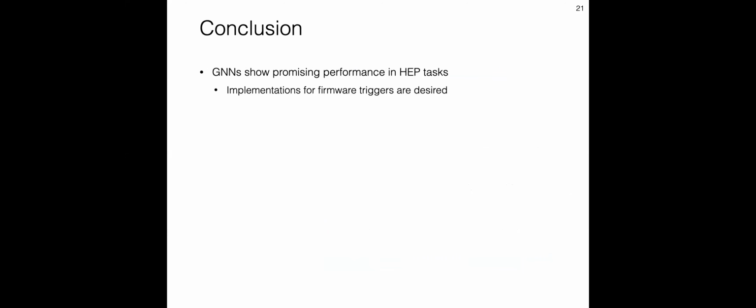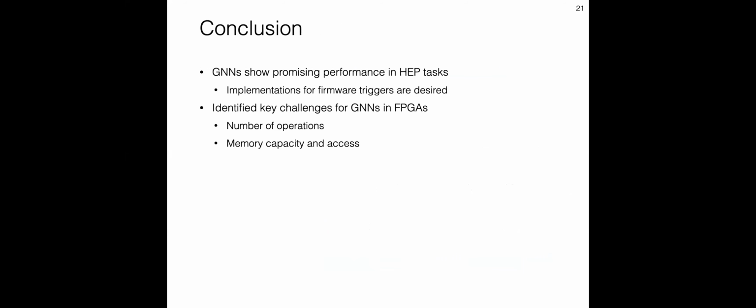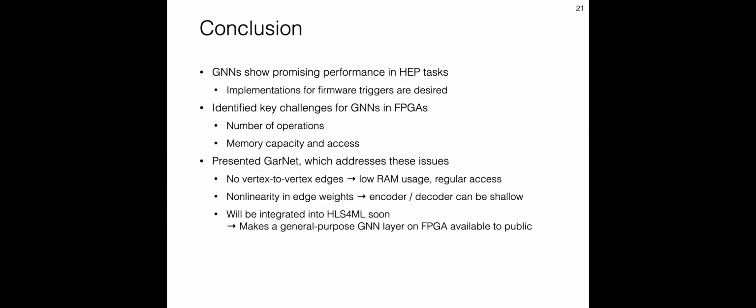Okay, so coming to conclusion, graph neural networks show promising performance in high energy physics tasks. So we wanted a new implementation for firmware triggers. In this talk, I identified key challenges for GNNs on FPGAs, which are the number of operations and also the memory capacity and the way of accessing. I also presented GarNet, which addresses these issues by not having vertex-to-vertex edges, and also having nonlinearity in edge weights to reduce multiplications.